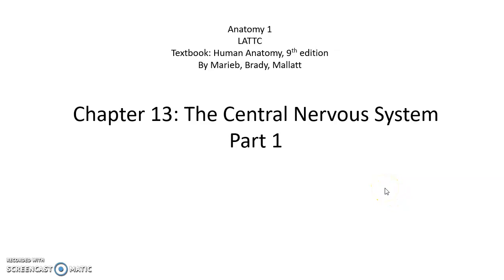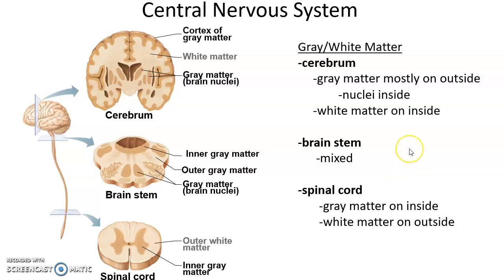Chapter 13, the Central Nervous System, Part 1. So, as we know, the central nervous system consists of the brain and the spinal cord. The brain is made up of four main regions, two of them being the cerebrum and the brainstem, and then of course the spinal cord is the spinal cord.